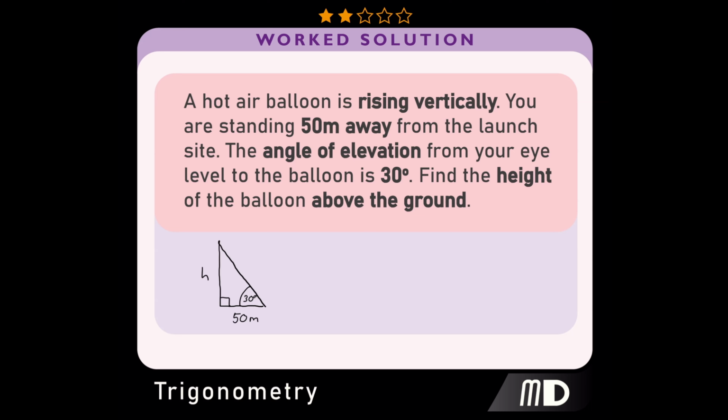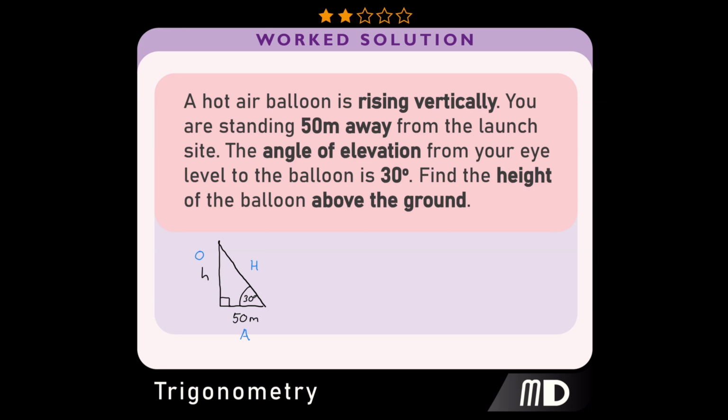The next step is to label our sides. The longest side, the one opposite the right angle, is the hypotenuse. The side opposite the angle is labelled opposite. That leaves us with the third side, which we label adjacent.